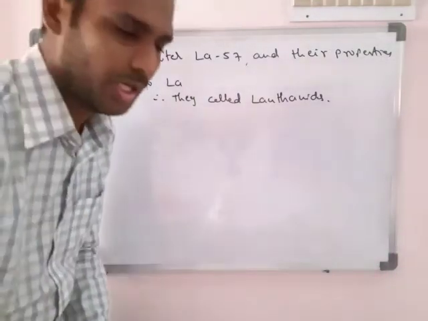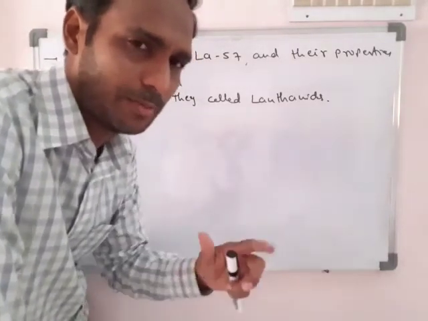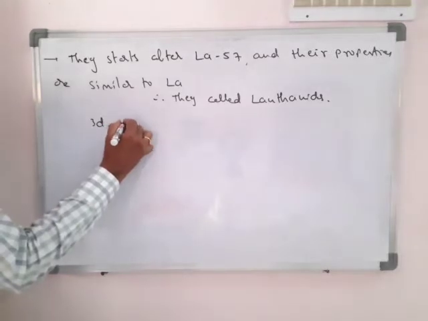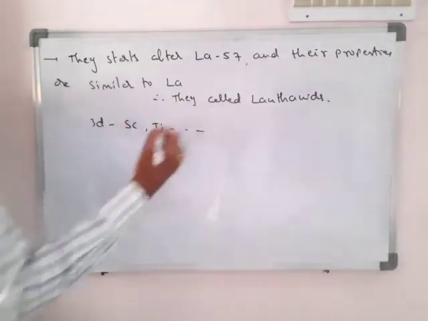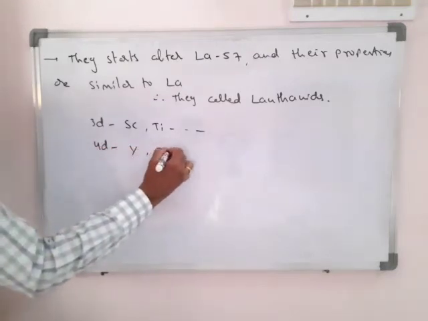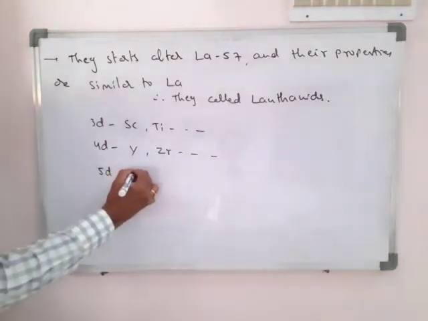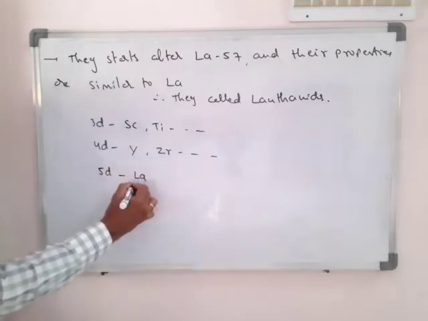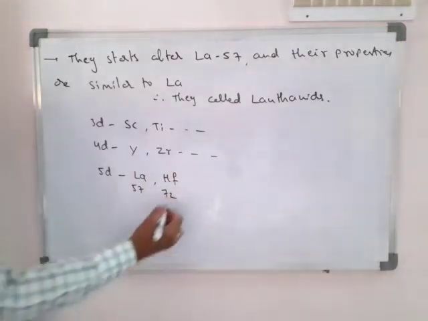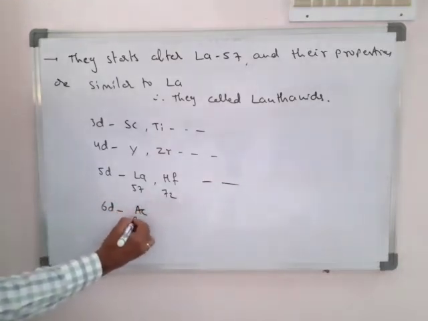Next, which group do they belong to? If you observe the d block elements, we have the 3d series: scandium, titanium, vanadium up to zinc. What is the 4d series? Yttrium, zirconium, niobium, molybdenum, like that. Now the 5d series: it starts with lanthanum 57, next hafnium 72, and ends at mercury. Then the 6d series, actinium 89.